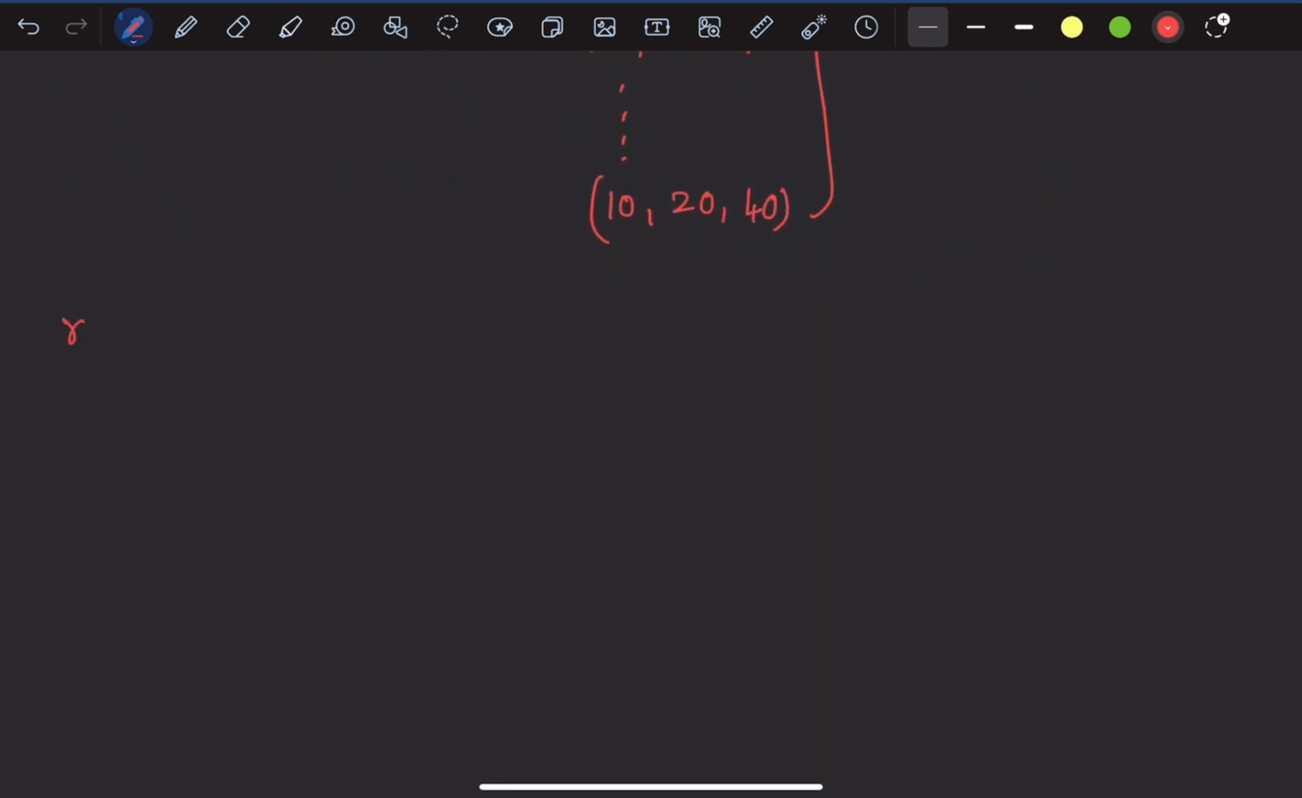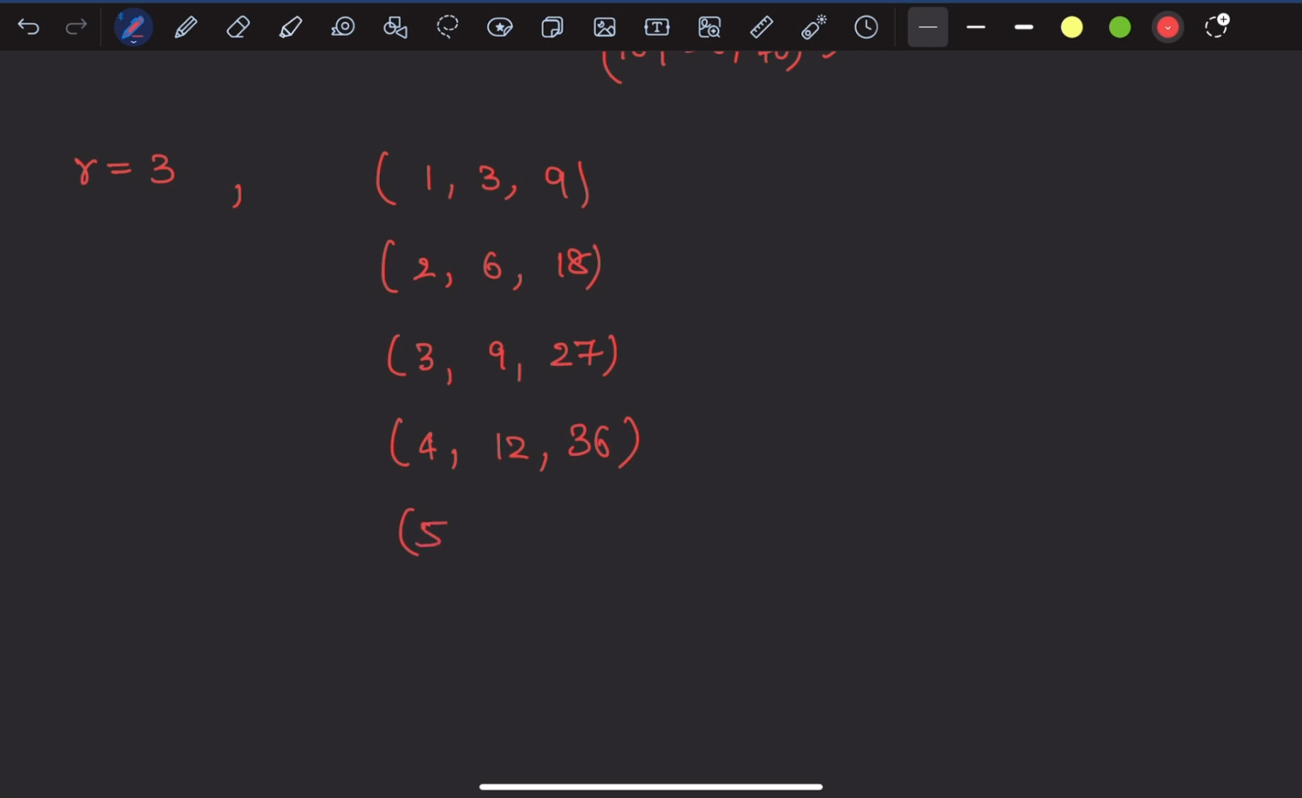Let us say R is equal to 3, so we can have 1 3 9, or 2 6 18, or 3 9 27, or 4 12 36, or 5 15 45. So this cannot be the case. Since we have numbers till 40, this will be 4 choices.